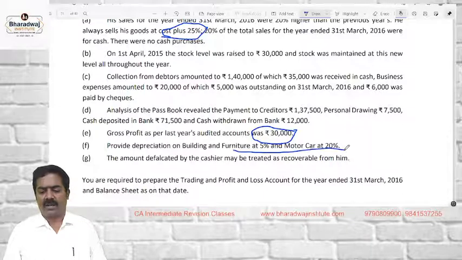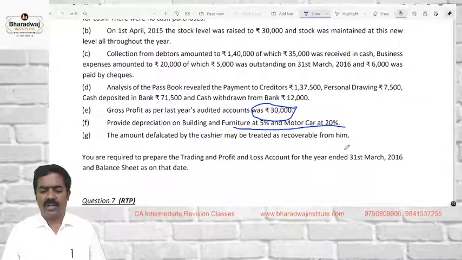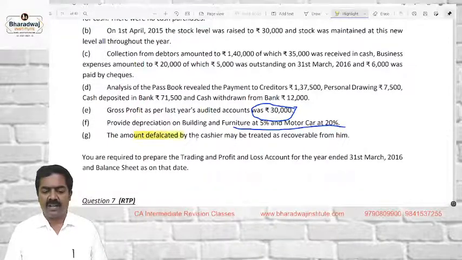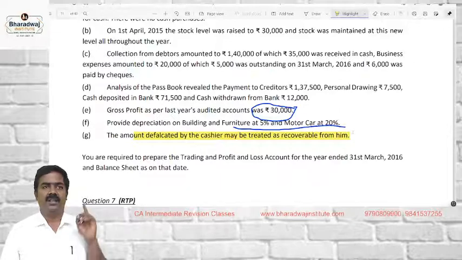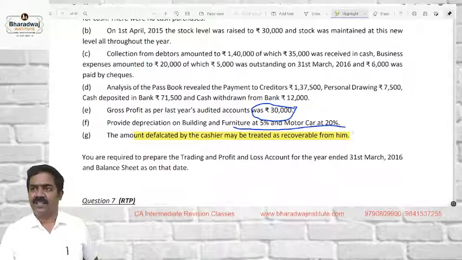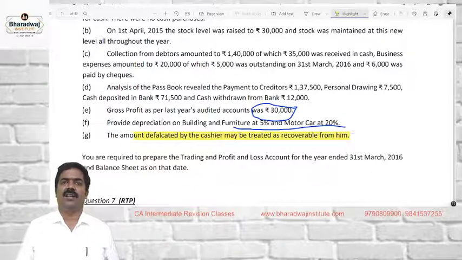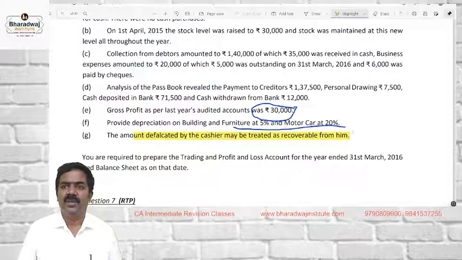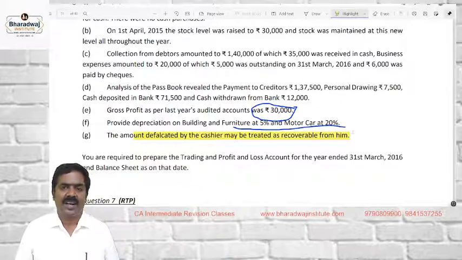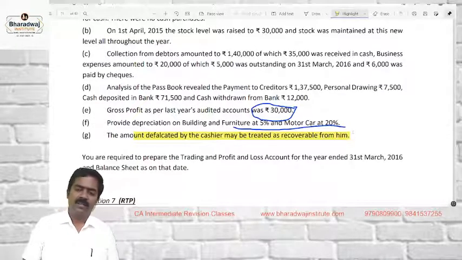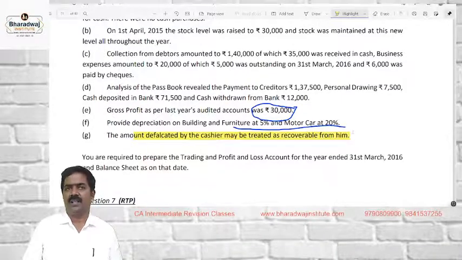Then furniture 5%, motor car 20%. Look at the last line. The amount defalcated by the cashier may be treated as recoverable by them. Earlier we showed it as a loss, but clearly they are hinting you. What they are hinting you? To take it as which one? Asset. To take it as asset. Prepare P&L account and balance sheet, like that they ask for.